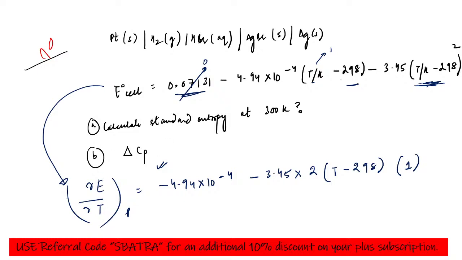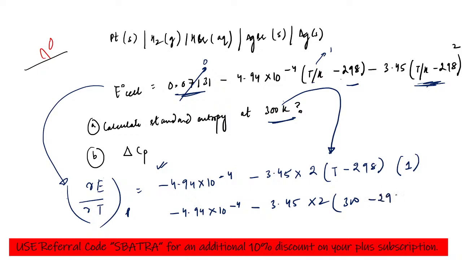Now what we need to calculate? We need to calculate the standard entropy change at 300 kelvins. That means I need to substitute this 300 value over here. So now the answer would be 4.94 into 10 to the power minus 4 minus 3.45 into (300 minus 298). Or we can just write 2 in place of this expression, since 300 minus 298 is nothing but 2.